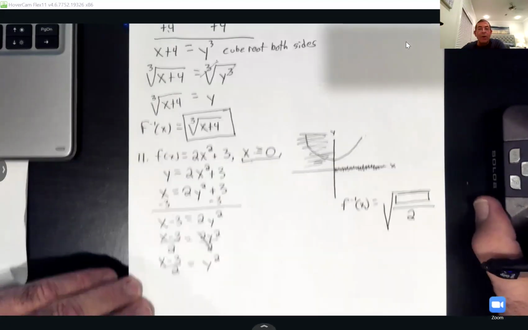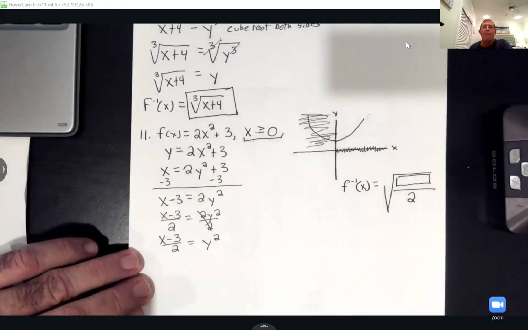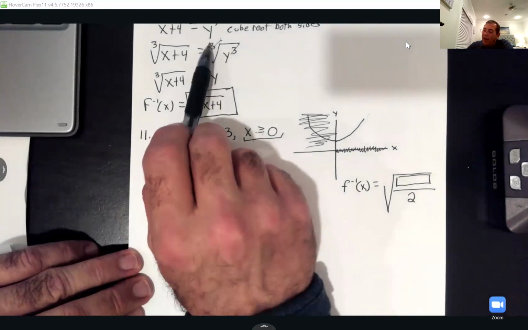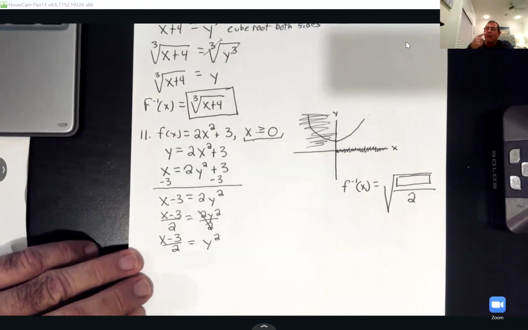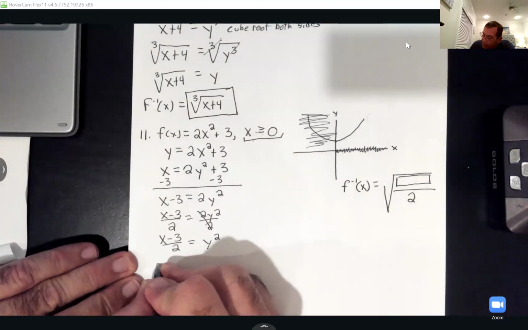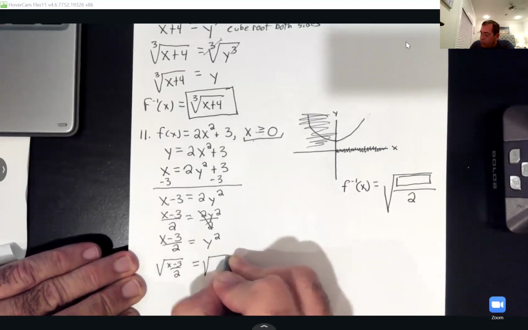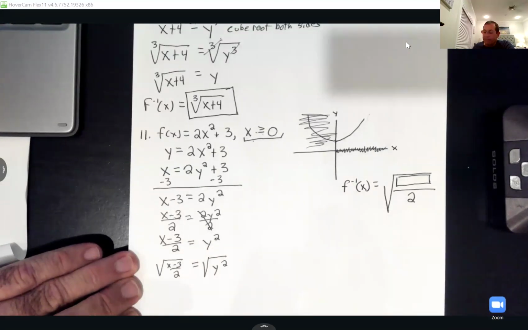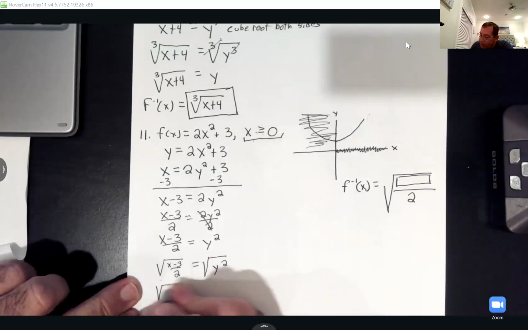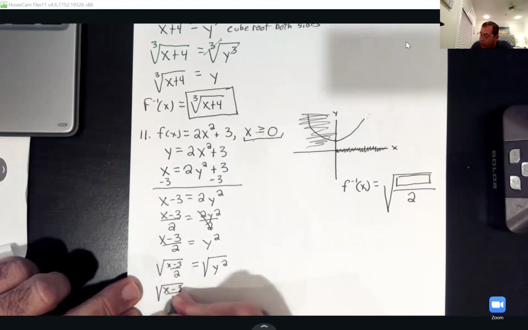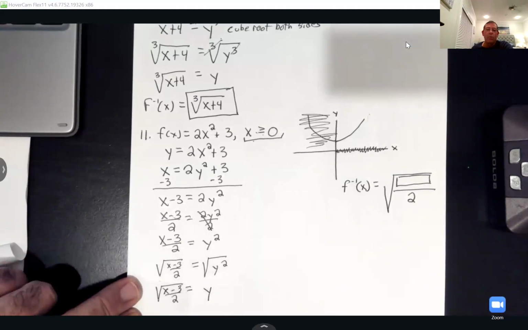All right, y'all, the last move. Turn that y squared into a y. Well, up here, radicals undid exponents. Here's an exponent. So I'm going to undo that by using a square root. So the square root of x minus 3 over 2 equals the square root of y squared. And y'all, guess what? I can't do nothing with this side. So it's going to stay a square root of x minus 3 over 2. But the square root of y squared is y.